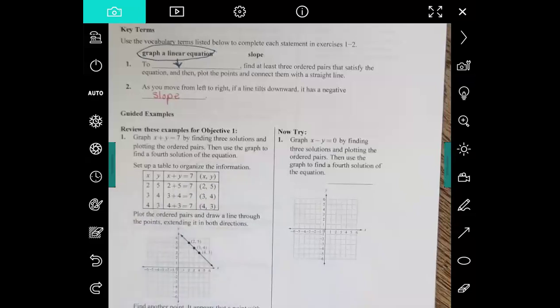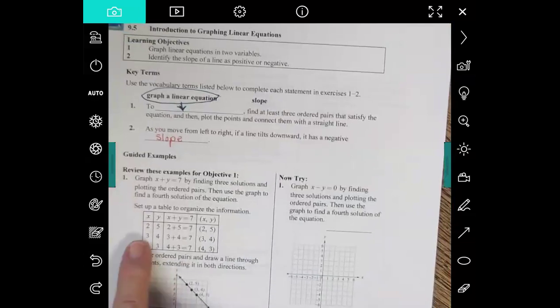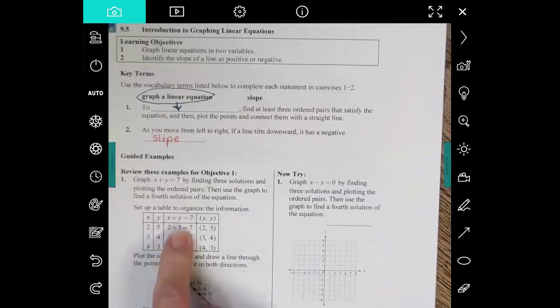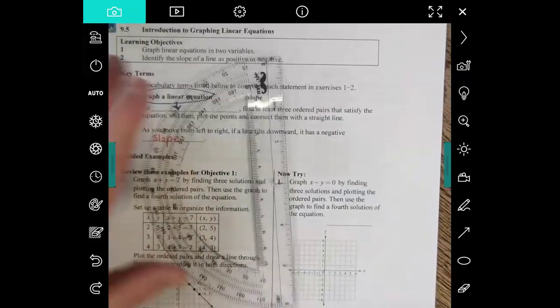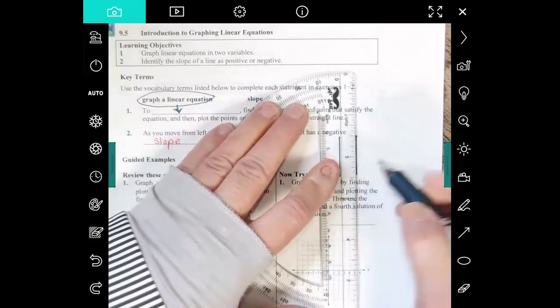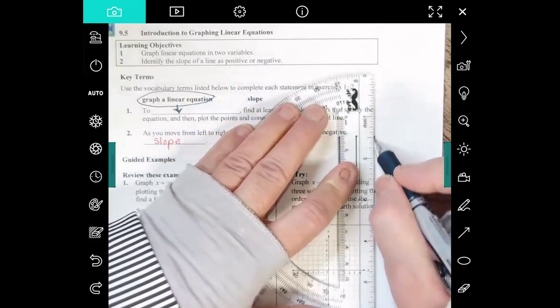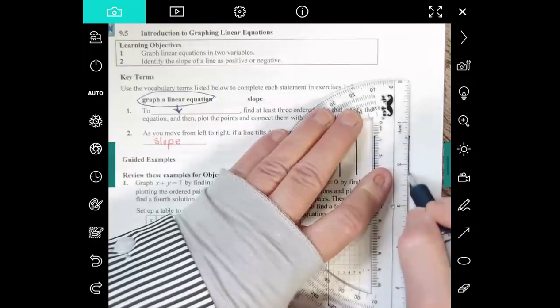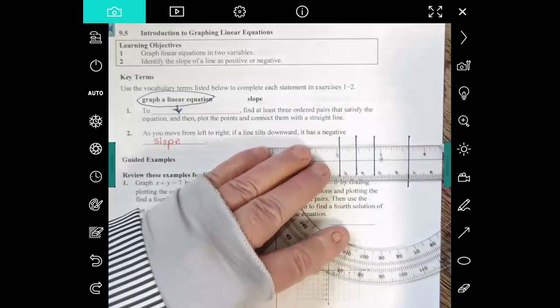We are supposed to plot some points. I was just looking to see how they wanted us to do it, which seems a little overkill, but maybe not. Okay, so we'll do what they did. And they made a table that says X, Y, and then the equation, and then the point. So let's make a little table at the top. X, Y, the equation, and then the point. Okay, here we go. Here's my table.